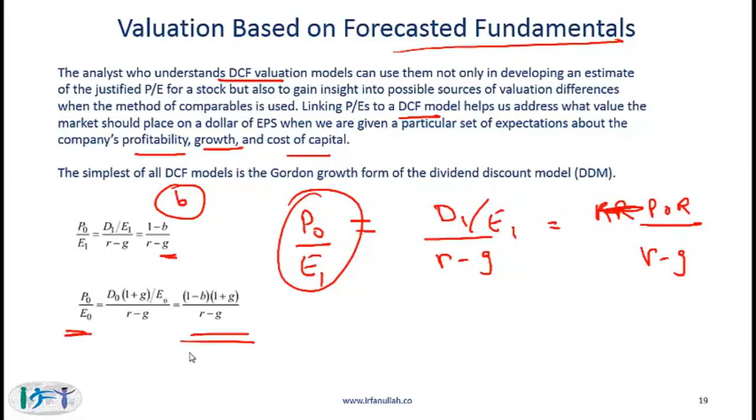What about the trailing PE? That is given by this expression over here, and you can see the algebra. You've also done this before. And again, I'll emphasize a point that I made in an earlier lecture. If G is positive, in other words, you have a growing company, then the trailing PE should be higher than the leading PE.